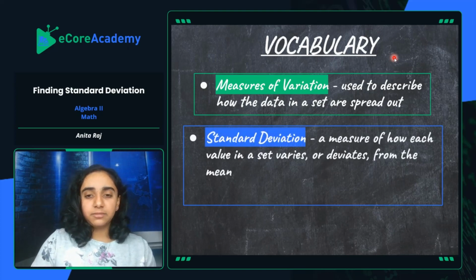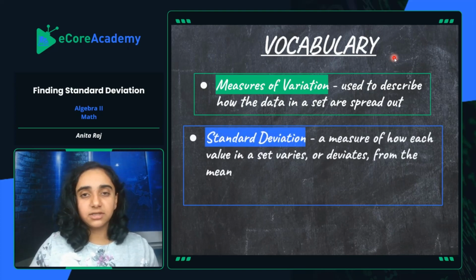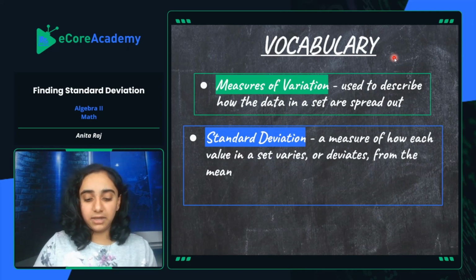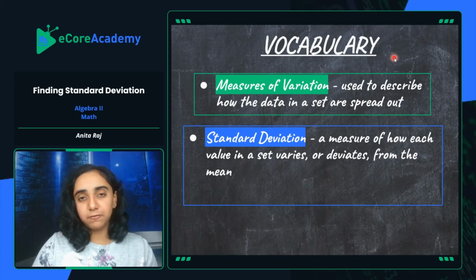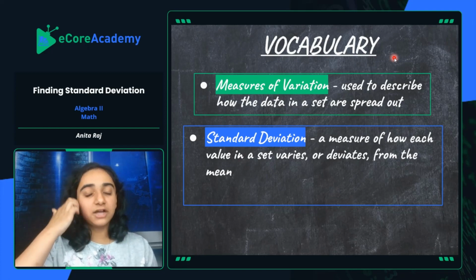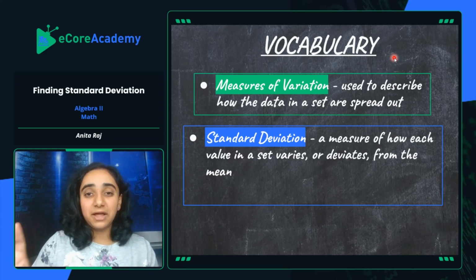The next word that we're going to be defining is standard deviation, which is the name of this whole lesson. Standard deviation is a measure of how each value in a set varies or deviates from the mean. Again, we said that the mean was the average or middle value, so you can think of it as the most recurring value. Actually, no, that's the wrong word. That's the mode.